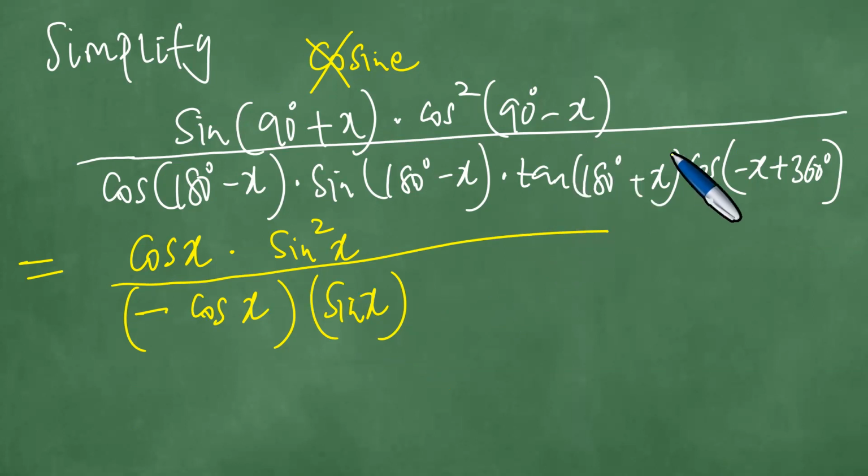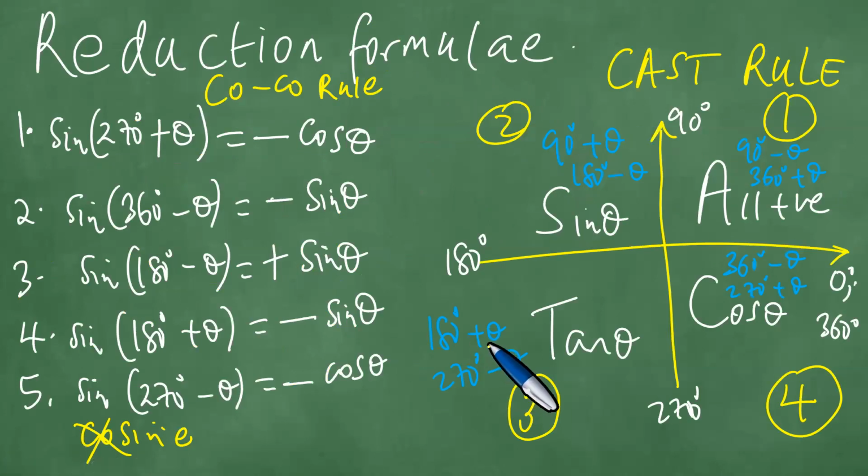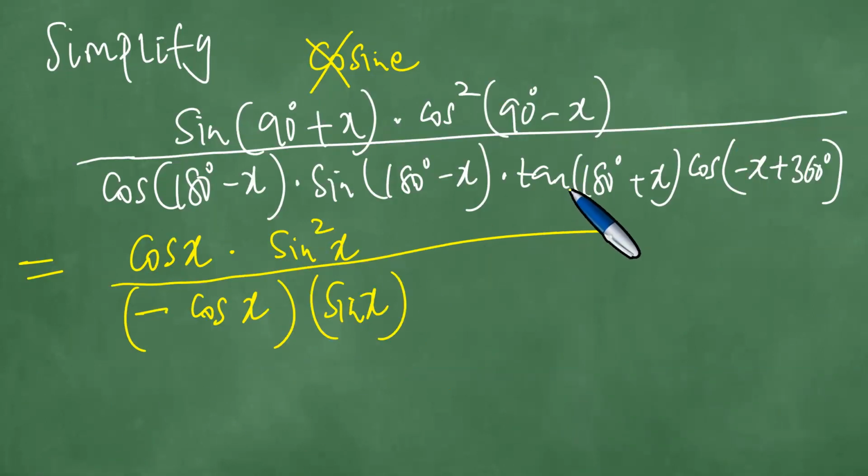So this is going to be the sine of x. 180 degrees plus theta is in the third quadrant, and in the third quadrant, the tangent is the only one that is positive. So let's check what function we have. The tangent is the only one that's positive, and we have the tangent, so it's going to be the tangent of x. 360 minus x is in the fourth quadrant.